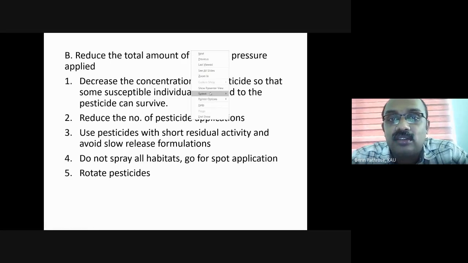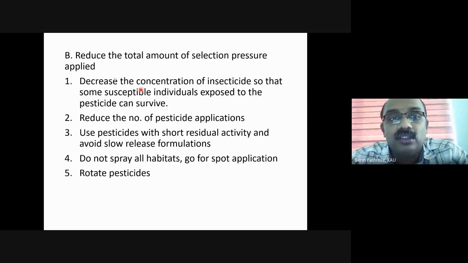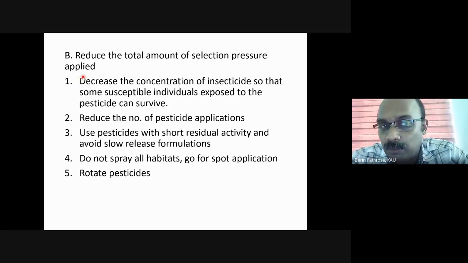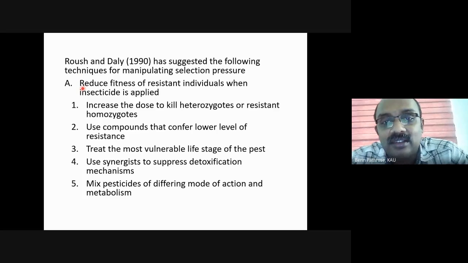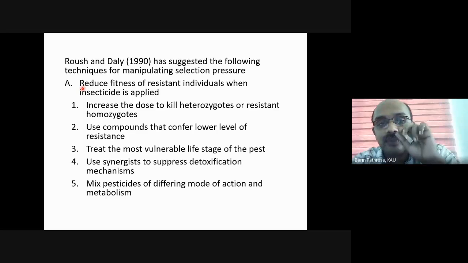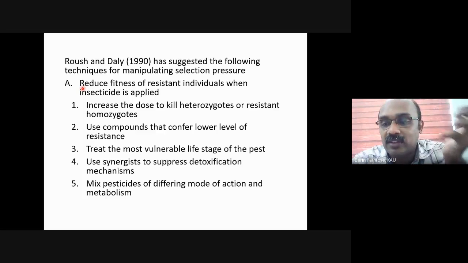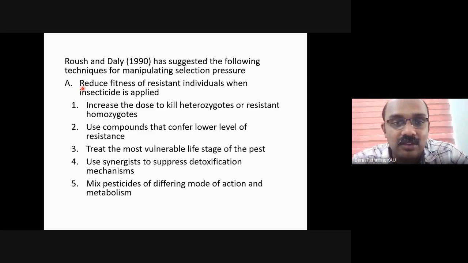And the second strategy is to reduce the total amount of selection pressure applied. Here you can see, just a minute, let me take the pointer. See, reduce the total amount of selection pressure, and the other strategy is to reduce the fitness of resistant individuals when the insecticide is applied. First we will look at reducing the fitness of resistant individuals when the insecticide is applied.